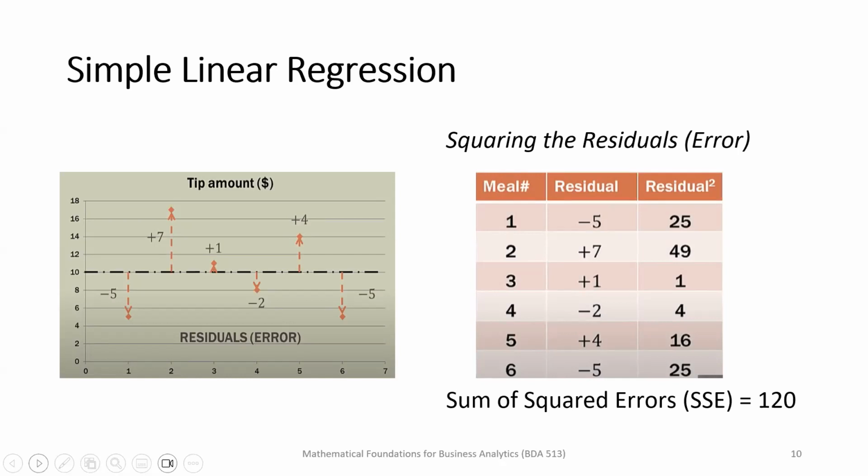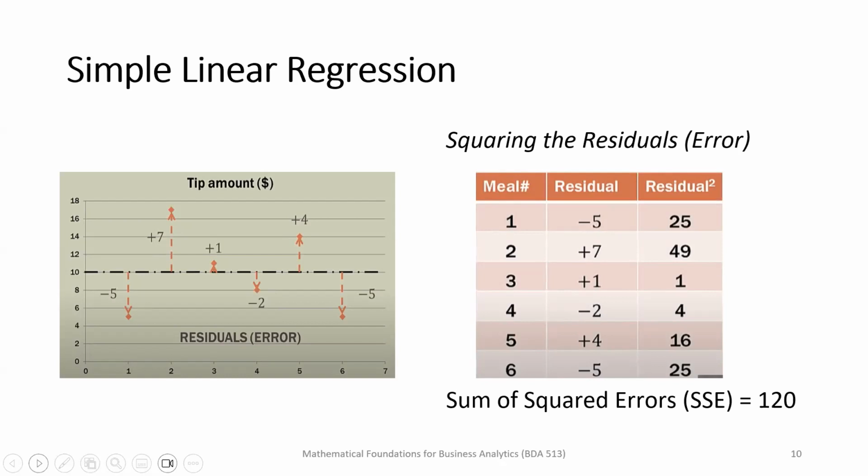Okay, so basically, when you square the residuals and then you add them up, that gives you the sum of squared errors. Okay, sum of squared errors. Right. Any question?